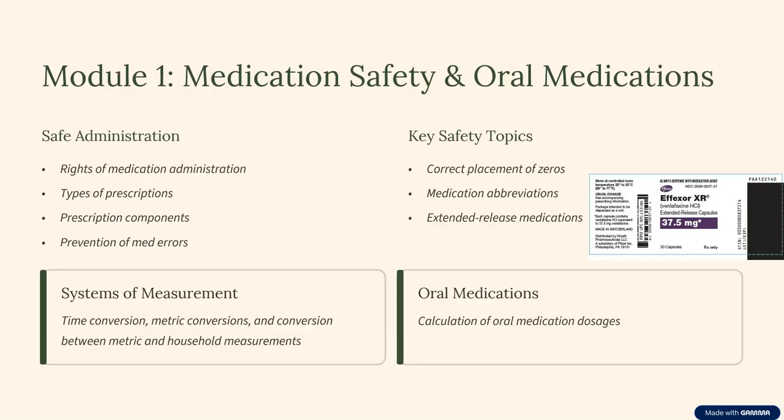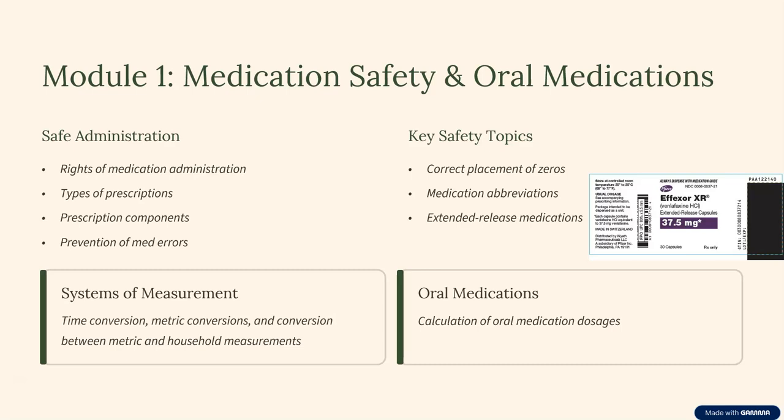We looked at systems of measurement with conversions between 12-hour and 24-hour clocks. We looked at metric conversions, and we looked at conversions between metric and household measurements. There are some key safety topics that we looked at in class. Number 1 was the correct placement of zeros. And remember, you need to have a leading zero when you have a decimal point. For example, 0.6 rather than just .6. And you do not want to have a trailing zero, right, like writing 12.0.